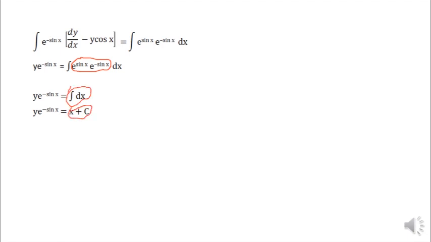Now we can draw out our final answer, which is y equals x plus c, times e raised to the power of sin x. This is y. We divide all through by e raised to the power minus sin x. Also dividing this side by that, we are going to arrive at what? e raised to the power sin x. And that's that for example 1. You should try to follow through.